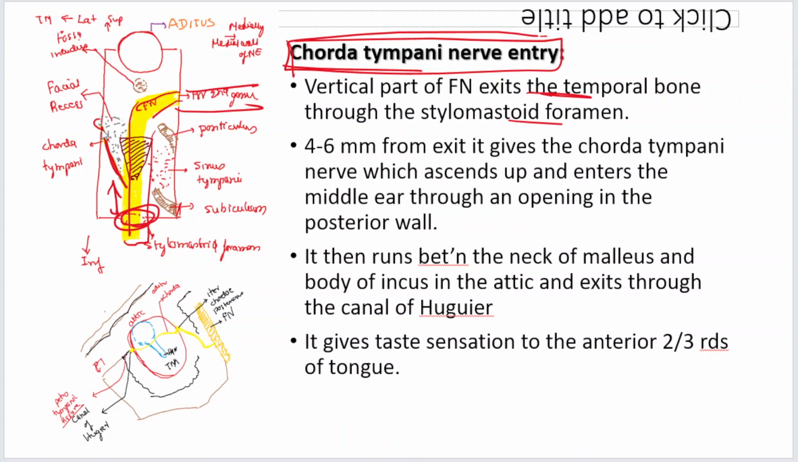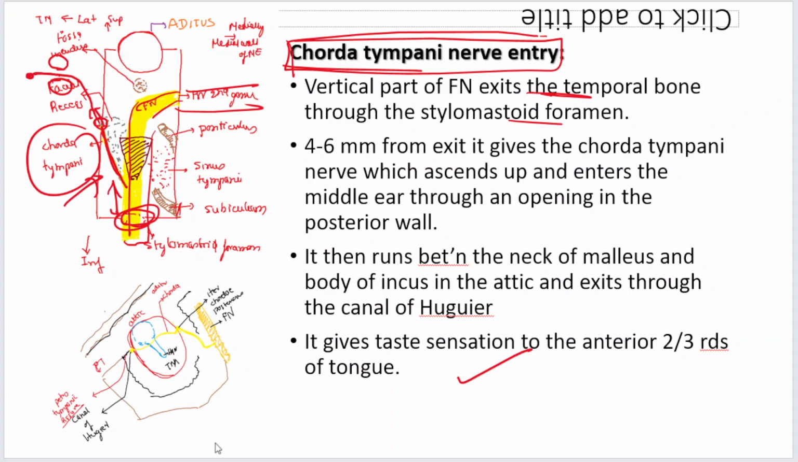Then through the posterior canaliculus it enters the middle ear, and in the middle ear it passes in between the neck of the malleus and the body of the incus to exit through the canal of Huguier. It gives taste sensation to the anterior 2/3 of the tongue. This is the posterior wall, and this is the chorda tympani when we are looking through the posterior wall.